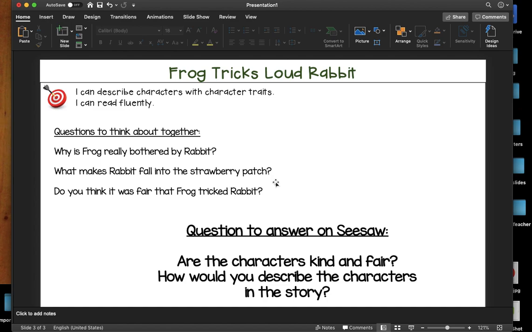So let's go through these so you know what to listen for. Why is Frog really bothered by Rabbit? What makes Rabbit fall into the strawberry patch? And do you think it was fair that Frog tricked Rabbit?